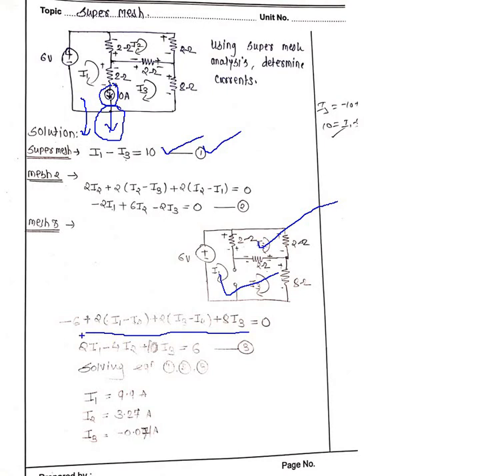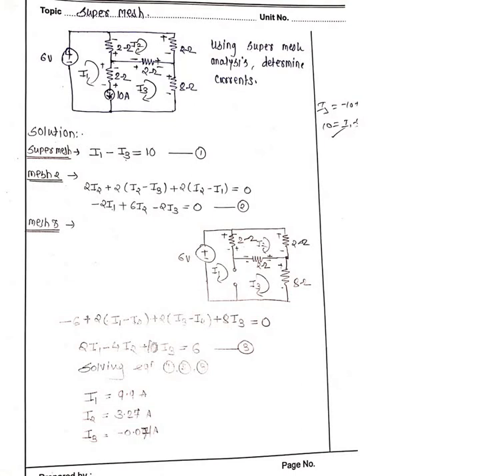What is that one? Yes, minus 6 and 2 into I1. Yes, this is equation number 1 and this is equation number 2. So this is one loop, and this is another loop. That's all. So this is the introduction to the mesh and super mesh methods. In the next class we will see this problem in detail. Okay.